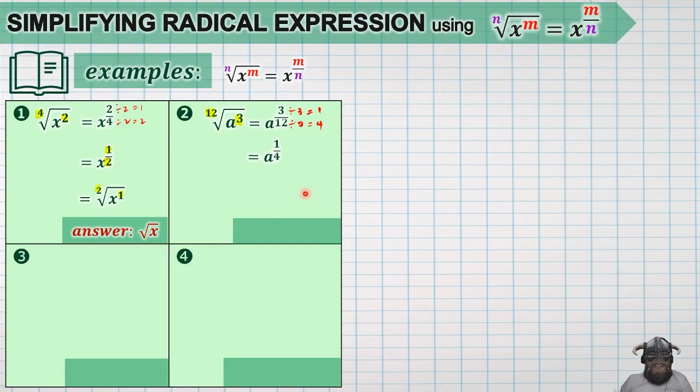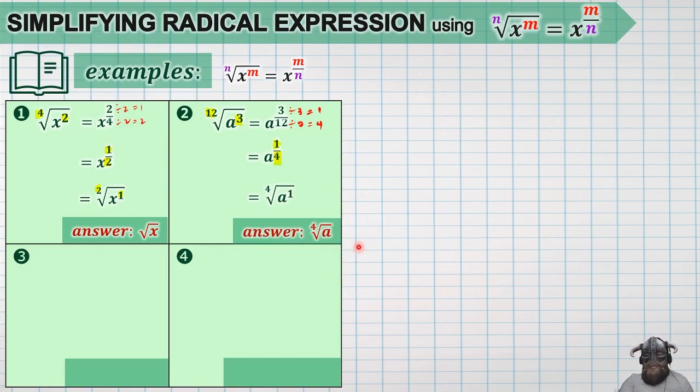Ngayon, ibabalik natin siya ulit sa isang radical expression. Ang index natin ay 4 at ang numerator ng a sa loob or sa radicand ay 1. So, it will become fourth root of a raised to 1. So, we can just remove that 1 as the exponent of a, and then our final answer will be the fourth root of a. So, ganun lang.